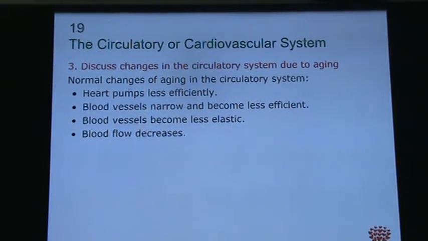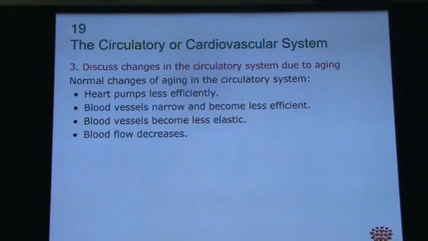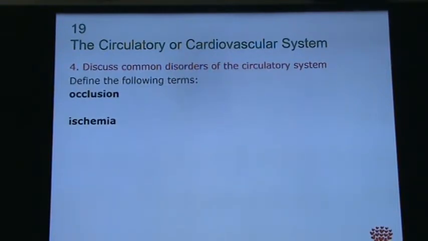So, normal changes in the elderly, and this is the area we always focus on. Why do we study all these body systems? Well, to understand how each body system affects the elderly. What are the normal changes in the circulatory system of the elderly that we have to look for, so we can report them when they are not normal? Okay, so as we get older, the heart pumps less efficiently, blood vessels narrow and become less efficient, blood vessels become less elastic, and blood flow decreases. Okay, so everything kind of works slowly.